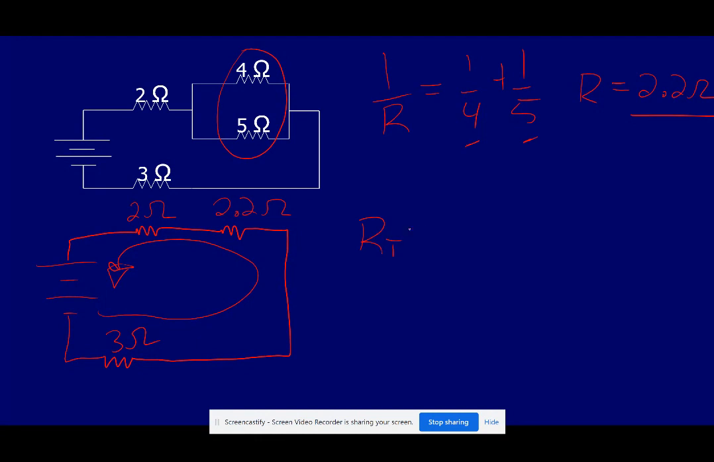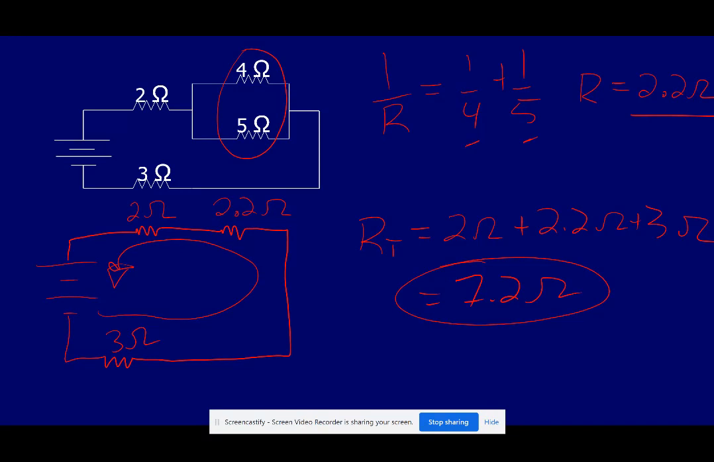I'll show my work for it, although I know that this is easy just to do in your head, really. So I got a 2 ohm resistor plus a 2.2 ohm resistor plus a 3 ohm resistor. And that's going to add up to 7.2 ohms. 2 and 3 is 5. Yeah, 7.2. I think I can circle that and I'm done.